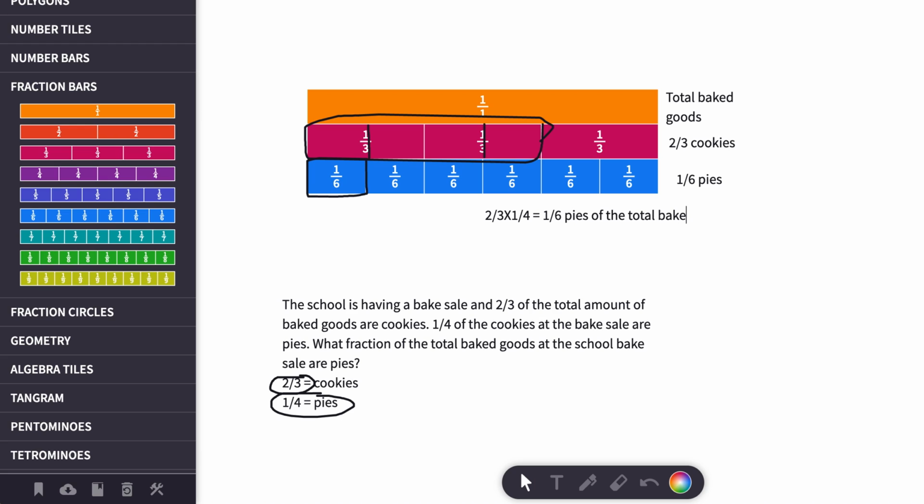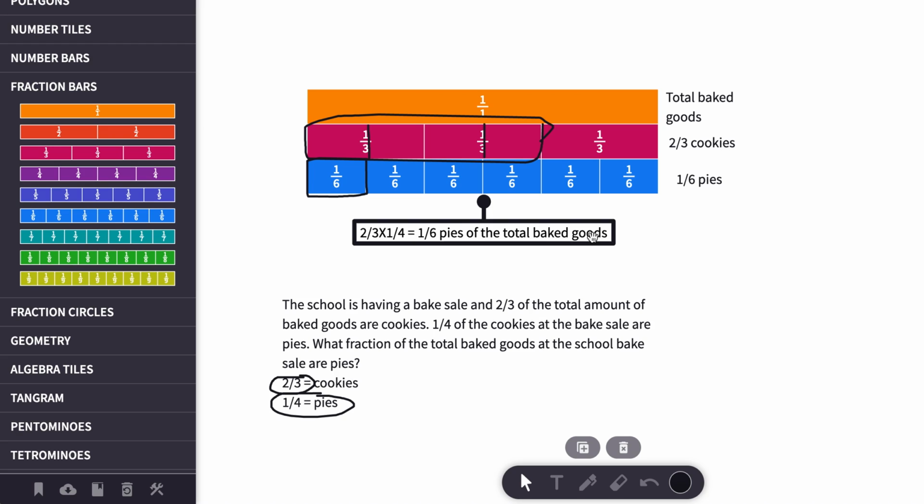total baked goods. So now I have showed the student that is confused with this problem that we are taking a part of 2/3 and we are not combining the fractions together. So we have 1/6 pies of the total baked goods.